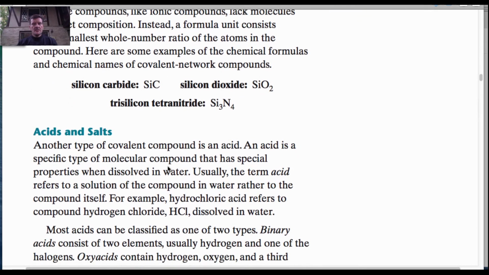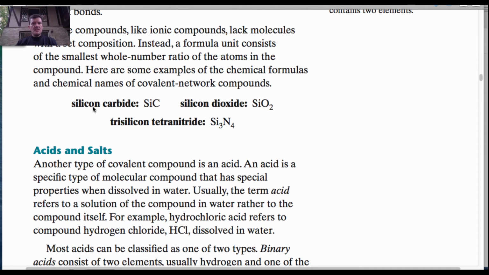Okay. So, naming molecules should be easy. I should be able to give you the formula and you should be able to give me the name. I give you the name, you should be able to give me the formula. Okay? It's just that easy. Silicon, Si, dioxide, O2. Okay? Trisilicon, 3 silicon atoms. Tetranitride, 4 nitrogen atoms. Done. Okay?